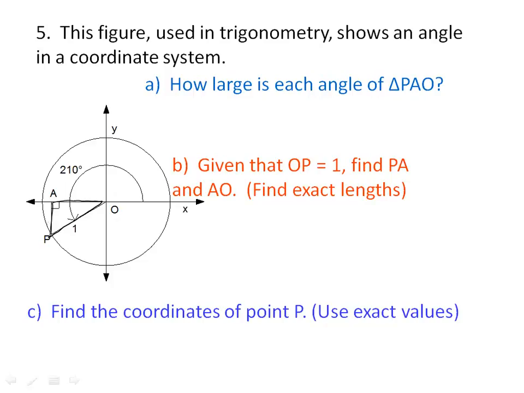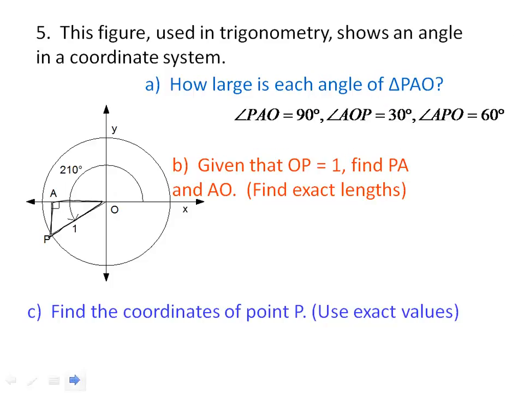You're told that it's a right triangle and that its hypotenuse is 1. Alright, and then they're asking you how large is each angle of a triangle PAO. And the reason they ask you that is so that you can see what kind of triangle this is. But you might not have thought to do that on your own, so it kind of leads you to do that. And here's what you discover.